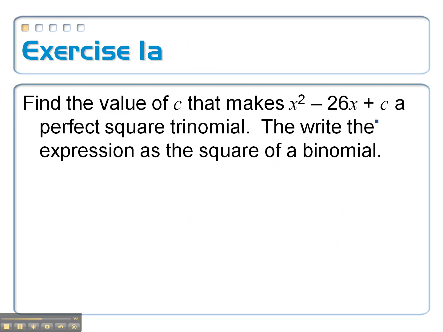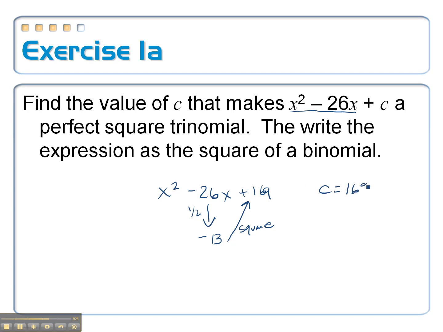So let's find the value of c, the number we'd have to add to this in order to complete the square: x squared minus 26x. So again, you want to take half of this number, which is negative 13, take the negative sign with it, and then you want to square that number. So this is half, and this is squaring, and we get plus 169. So the c value, the number that we have to add to this in order to complete the square, is 169. If I'm going to rewrite this as the square of a binomial, in the parentheses it goes x minus 13, quantity squared.